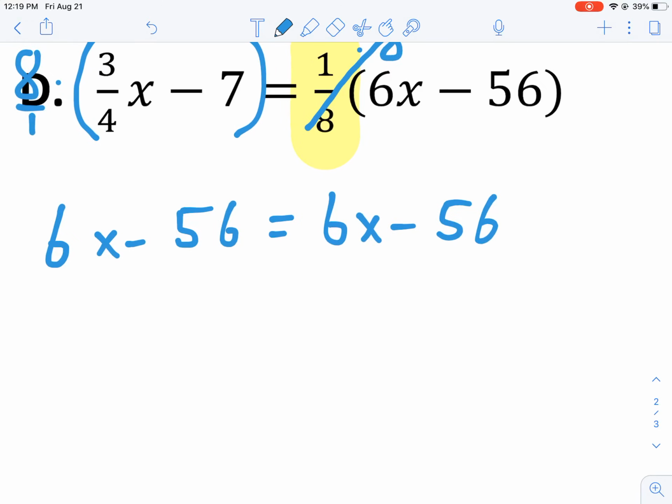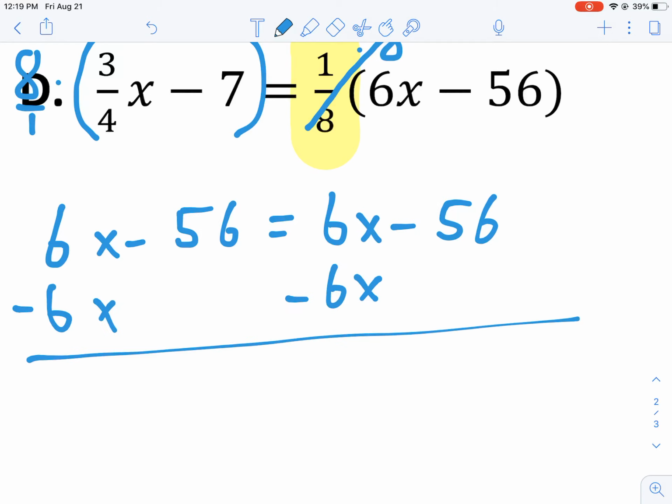So what do we notice now? All right, this is our second special case. 6x minus 56 equals 6x minus 56. So if we did what we did last time, if we subtract our 6x on both sides to cancel out both of our x's, because 6 minus 6 is 0, 6 minus 6 is 0, what we're left with is negative 56 equals negative 56.